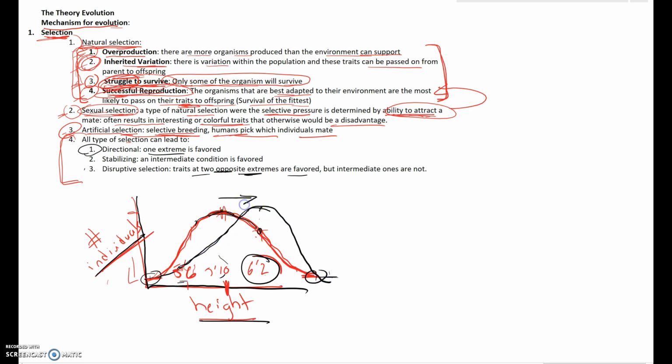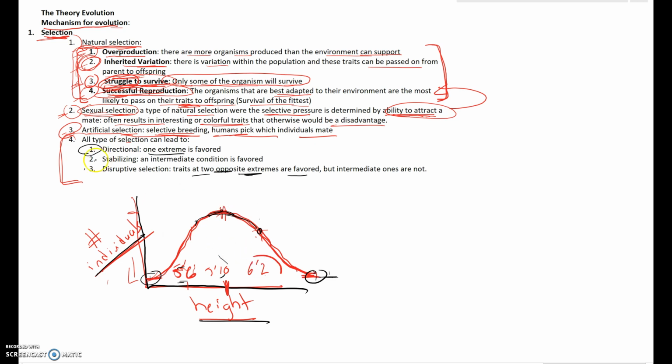So what we see here is this directional shift of the peak of the curve, where the average individual might over time become taller. We could also see directional selection happen in the opposite way. If there was some reason why the shorter individuals were favored, we might see the curve shift in that direction. So that's directional selection. We see a particular direction that the curve is shifting.